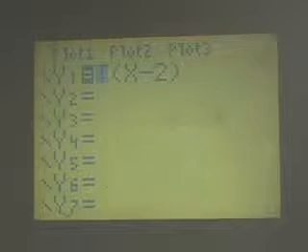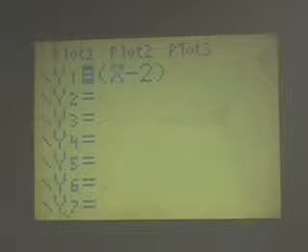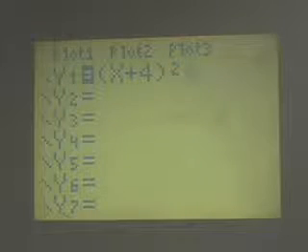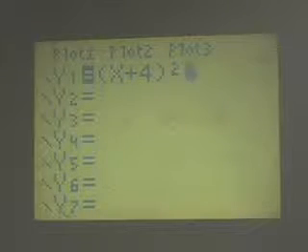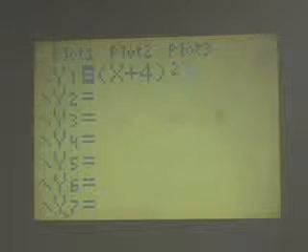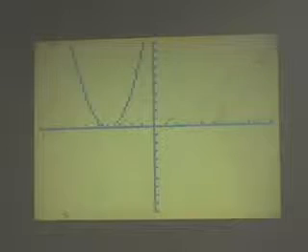For problem number 2, we change this into x plus 4 quantity squared. And this is going to shift the problem, but instead of shifting it to the right like the last one did, it shifts it to the left. And so we've moved the graph 4 places to the left.